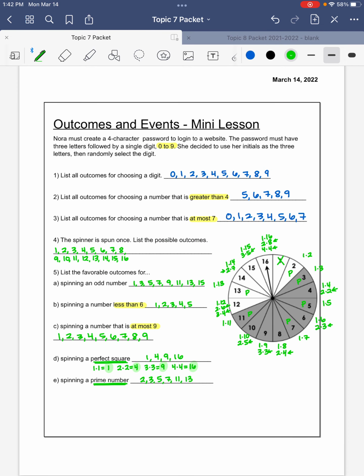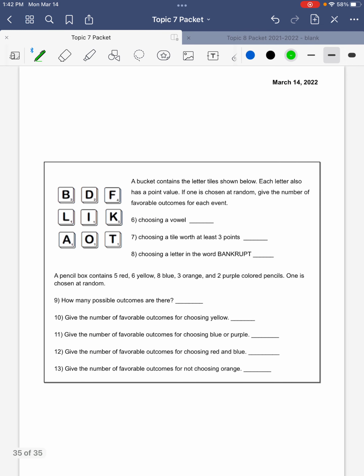Okay, let's move on to our next section here. So, a bucket contains the letters shown below. Each letter also has a point value. If one is chosen at random, give the number of favorable outcomes for each event. So our instructions here change. Give the number of favorable outcomes for each event. We're not listing the outcomes anymore. We're telling how many favorable outcomes there are.